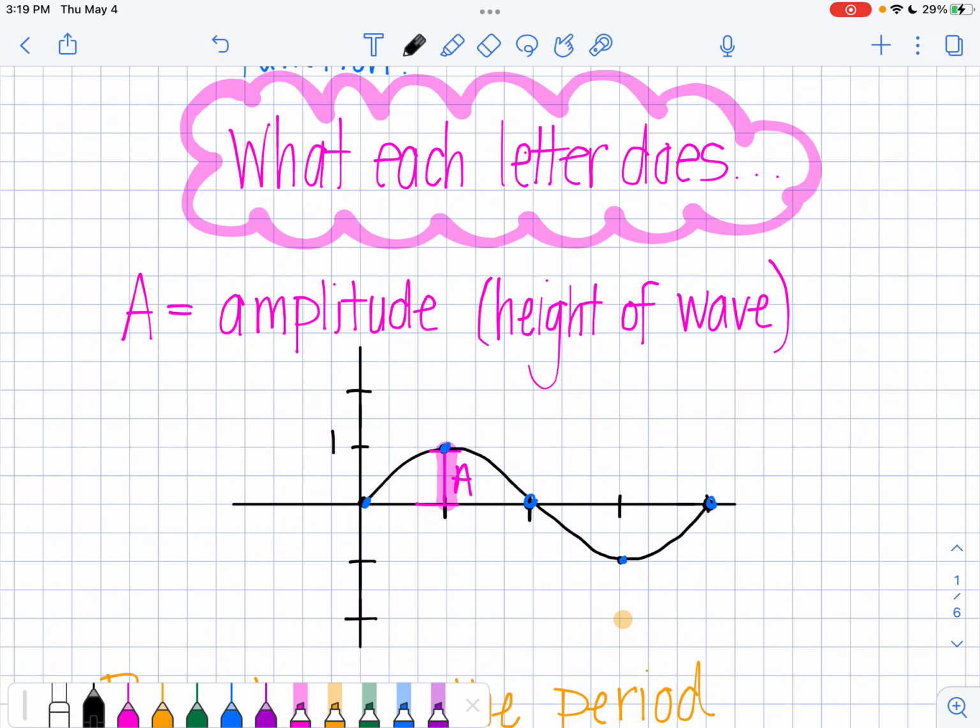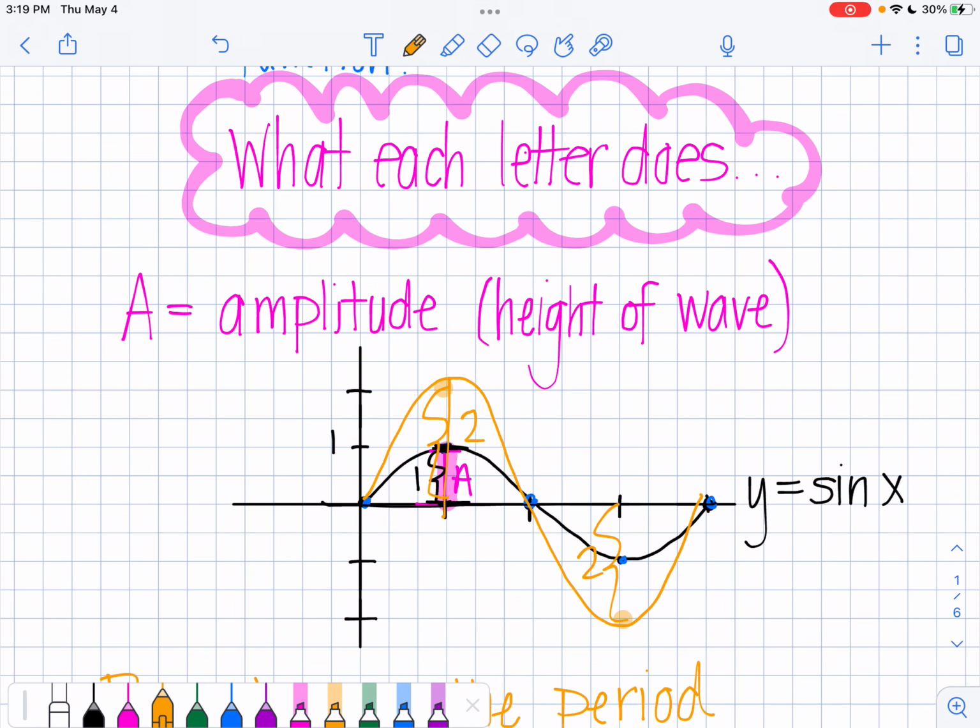What I have graphed here is y equals sine of x. This is the parent function. And you'll notice that from the middle to the top, this value right here is 1. That is my amplitude. That's the height. So it's from this middle line all the way to the top. If I changed my amplitude to 2, I would get a graph that looks like this. You can see the height of my waves change, but it still has my main points on the zeros. But then this value right here is 2, and this value right here is 2.